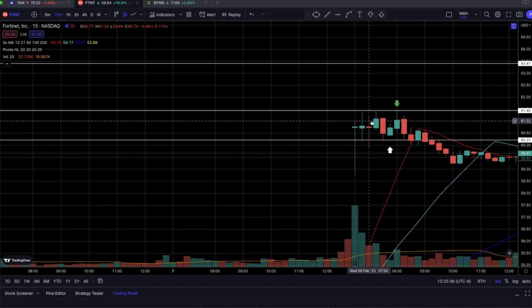And so I decided that we can play this name as a day trade, playing this range between 60.20-ish or $60 until we hit 61.45 or 61.50.